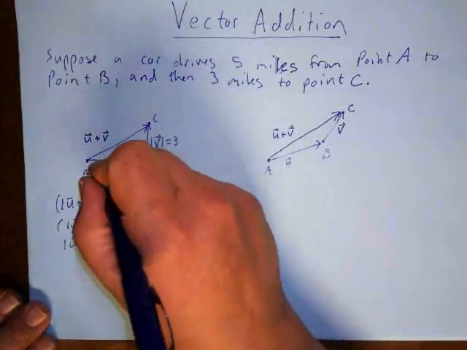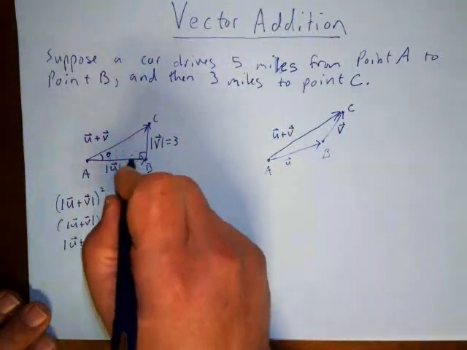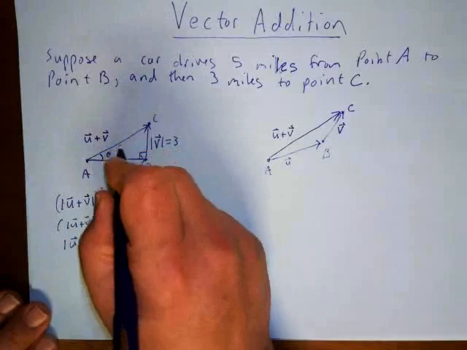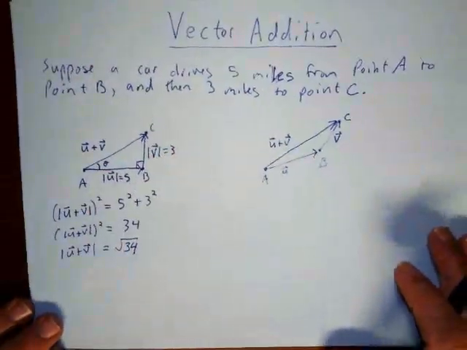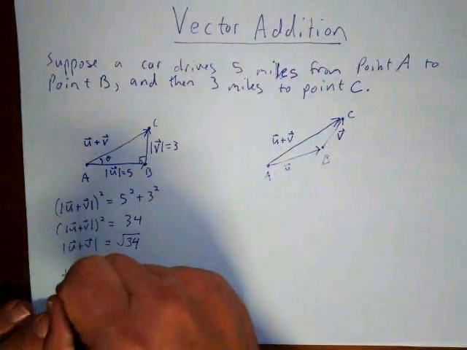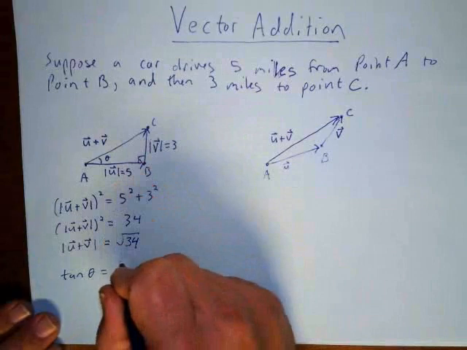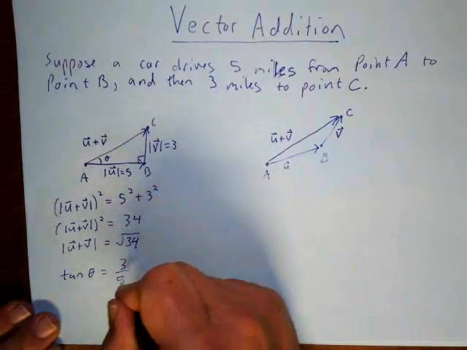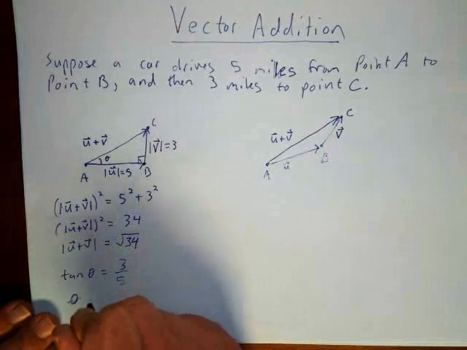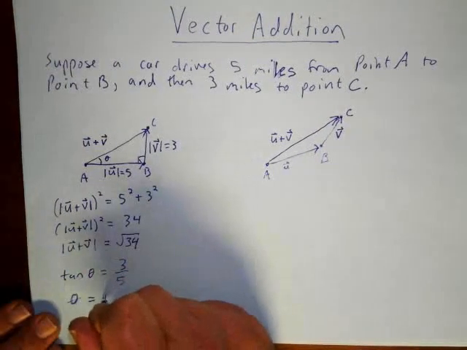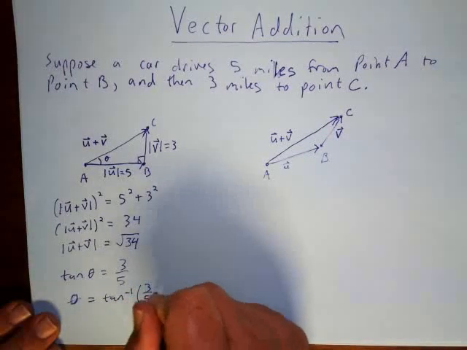Okay, so then if I wanted the direction, we'll just say the direction from the east going up like that. So that means to find the direction, I want to find this angle. I know that the tangent of theta is going to be the opposite over adjacent, so 3 over 5. So my theta is going to equal tangent inverse of 3 over 5.